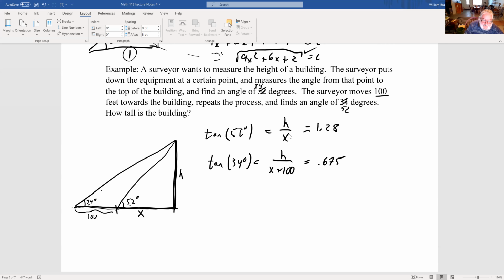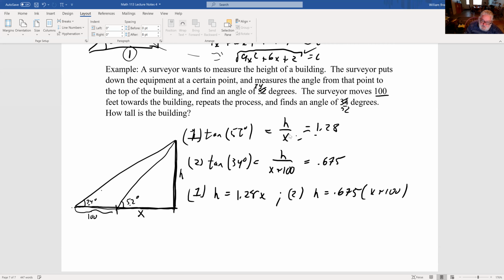So from this equation, we'll call this equation 1, this equation 2. Equation 1, we've got h equals 1.28x, right? Multiply both sides of this by x. Equation 2, we have h equals 0.675 times x plus 100. Distributing this 0.675 gives me 0.675x plus 67.5. h is equal to h, right? So 1.28x must be equal to that.